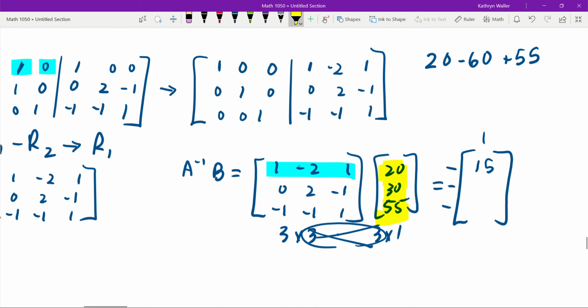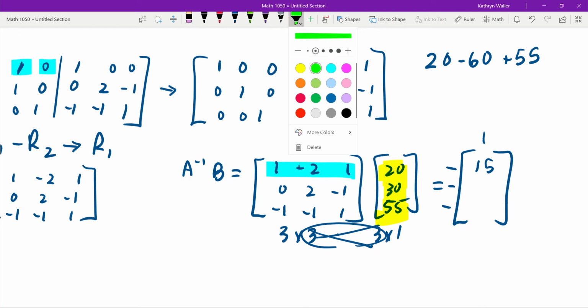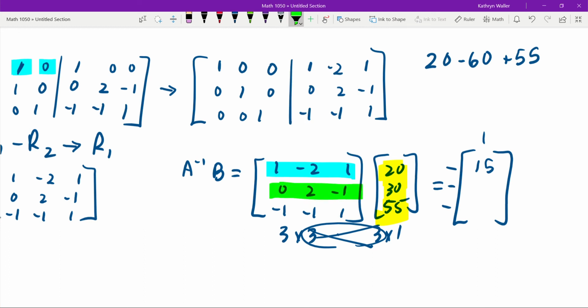Change rows. So I'm going to go this row times the yellow. 0 times 20 is a 0. 2 times 30 is a 60. Negative 1 times 55 is a negative 55. Combine, and I get a 5.